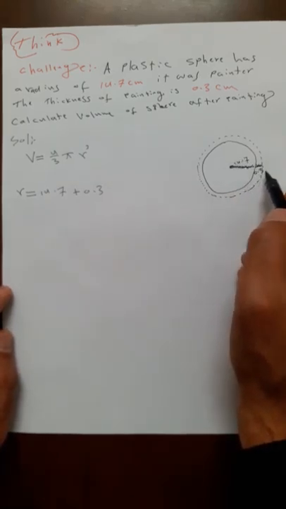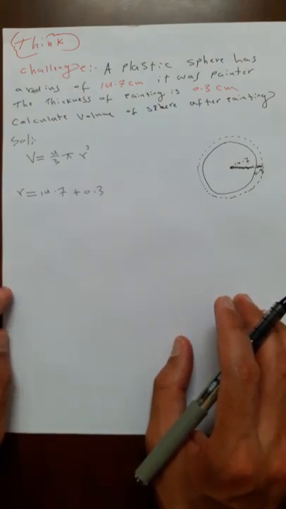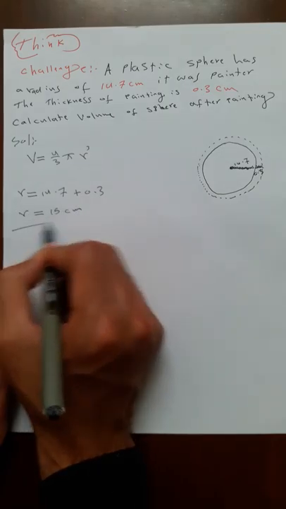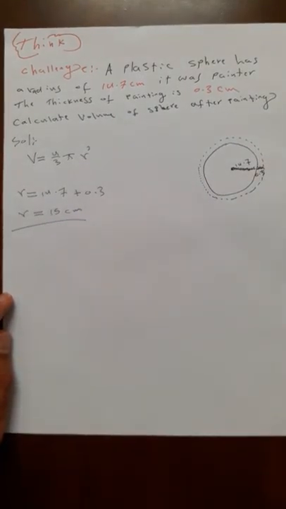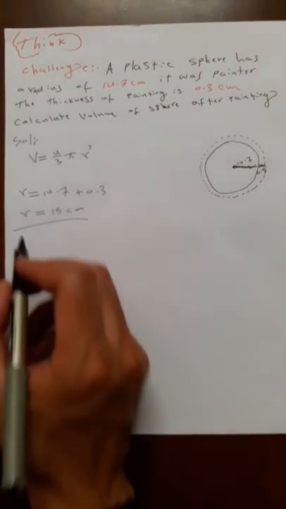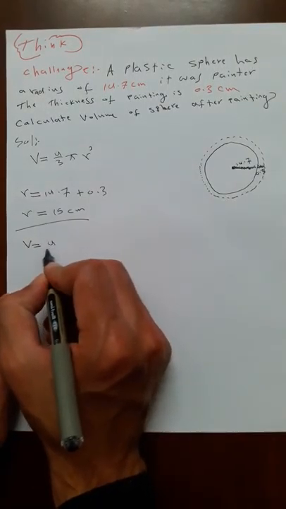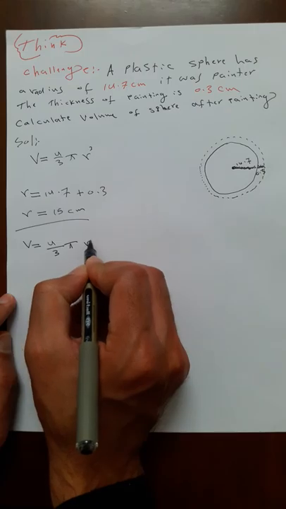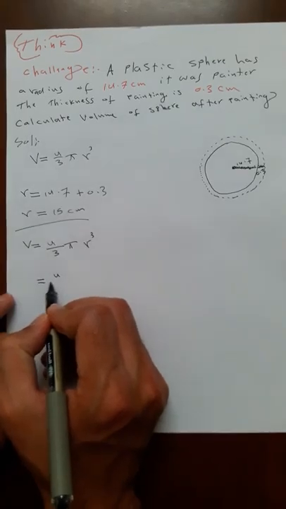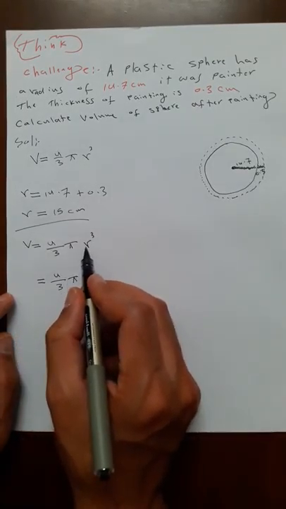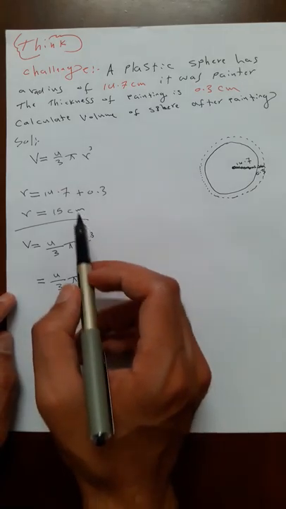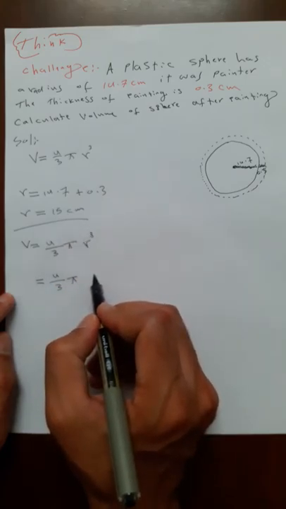So I have 14.7 plus 0.3 and the result will be 15 centimeter. This is the radius of the sphere after painting. Now to find the volume of a sphere after painting I will use this rule: V equal to 4 over 3 pi r with power 3. And this is equal to 4 over 3 pi r with power 3. R represents the radius of the sphere after painting and it's 15.